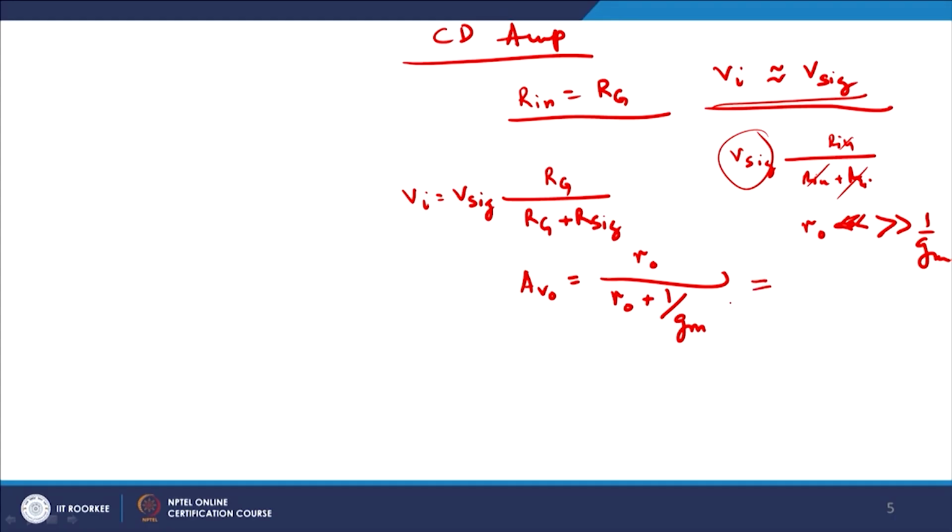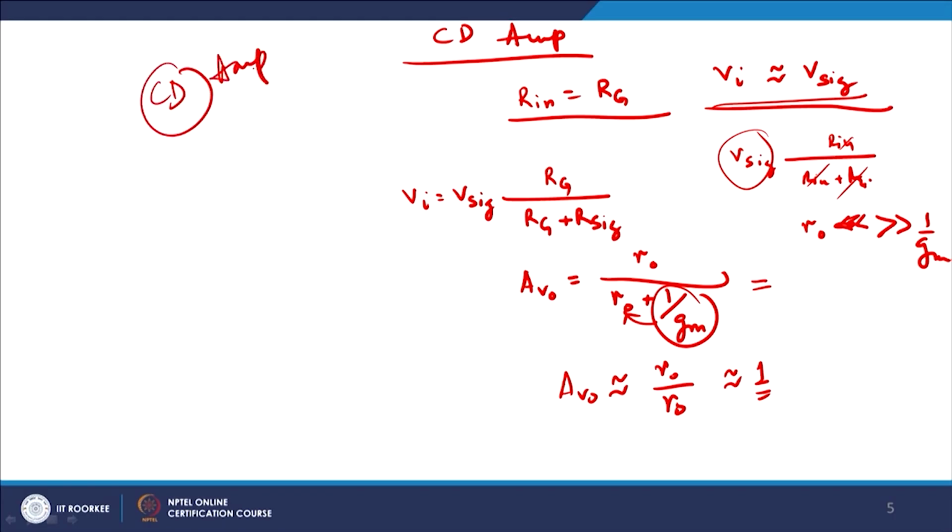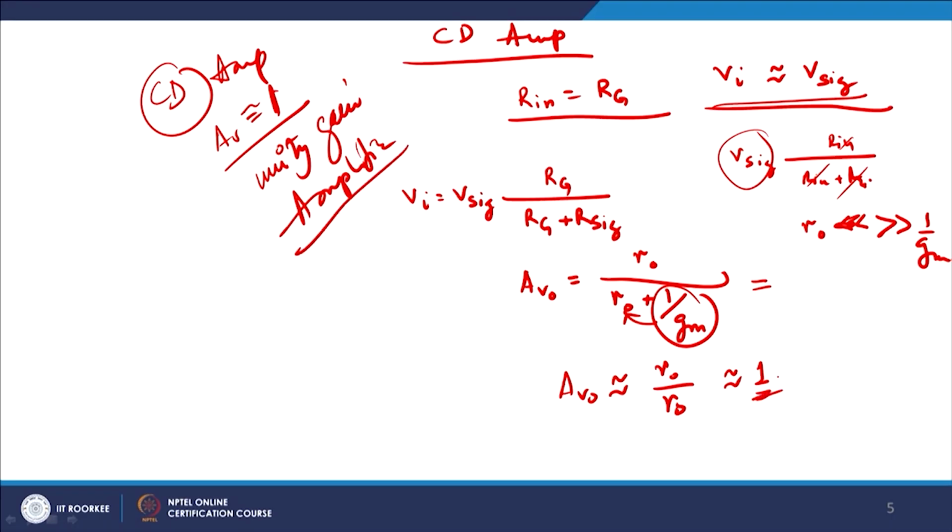So, I can safely write down that AV0 will be approximately equal to R0 by R0, because 1 by GM will be very small as compared to R0, and therefore this is equal to 1. Therefore, I can safely say that a CD amplifier, a common drain amplifier, has a gain of unity, which basically means a unity gain amplifier. This is a unity gain amplifier which you see. So, it is basically used as a buffer.